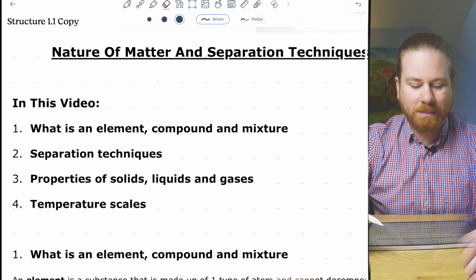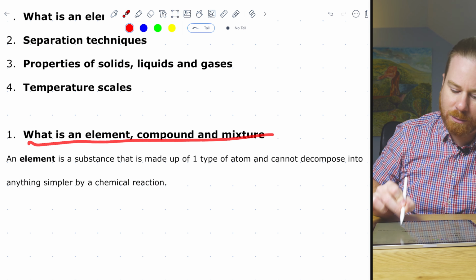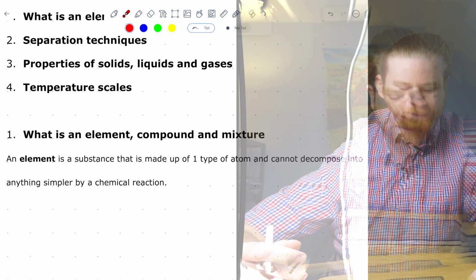So in this video we will be looking at what is an element, compound and mixture, separation techniques, properties of solids, liquids and gases, and finally temperature scales. So our first point: what is an element, compound and mixture?